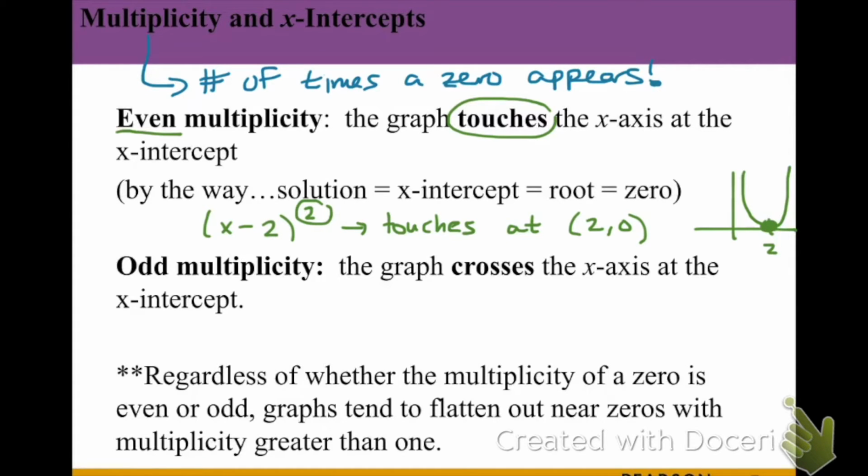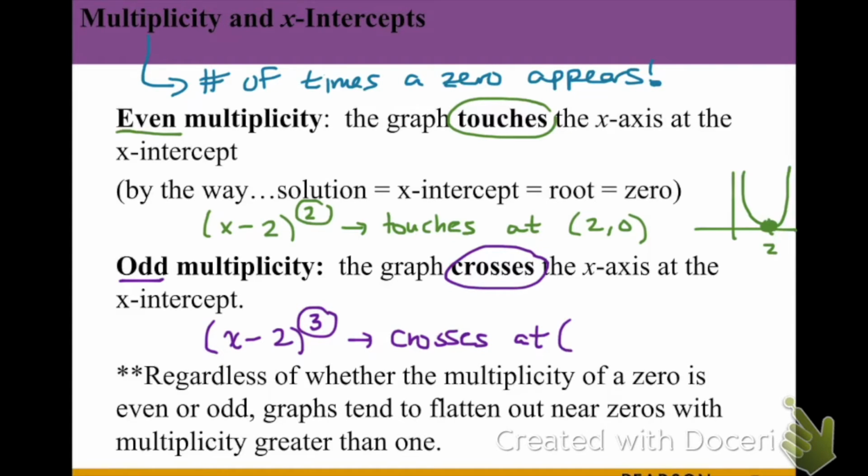Compare that, though, to a factor that has odd multiplicity. This is where it's going to cross the x-axis. So for example, if we take the polynomial x minus 2 cubed, since the 3 is an odd number, then that means the graph is going to cross through the x-axis at that point.